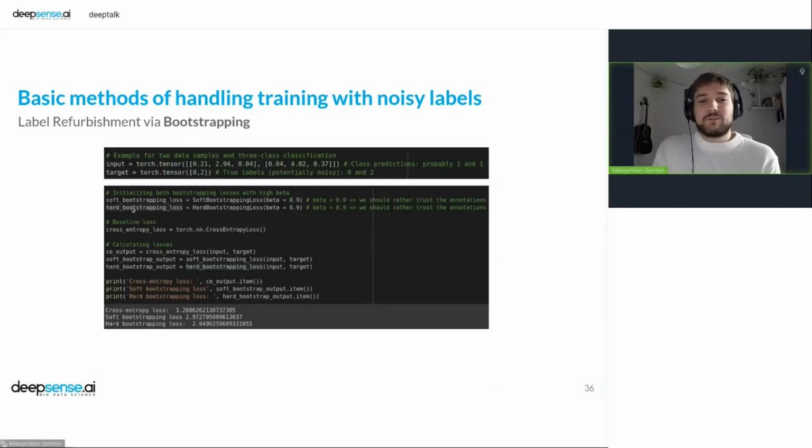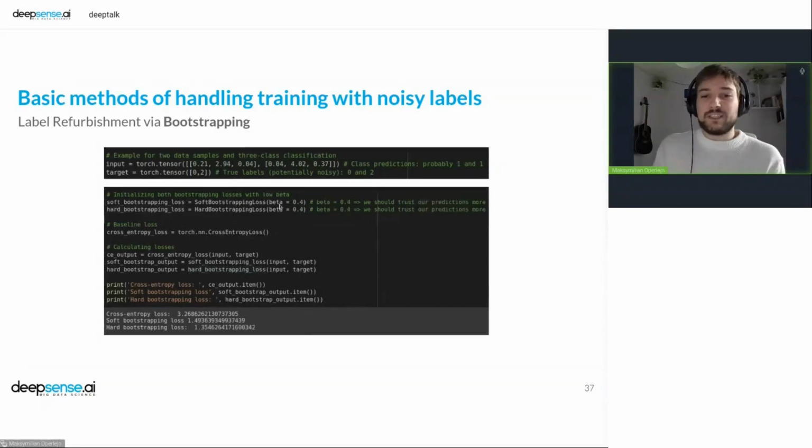So we got soft bootstrapping loss with beta equals 0.9. We should rather trust the annotations, not the model, because 0.9 is approaching 100%. Then we got cross entropy loss, which is our baseline loss. And here we got the outputs of the loss. As you can see, we got 3.26 for normal cross entropy loss, and then 2.97 and 2.94 for our bootstrapping losses. So the loss is reduced because we trust the model a little bit.